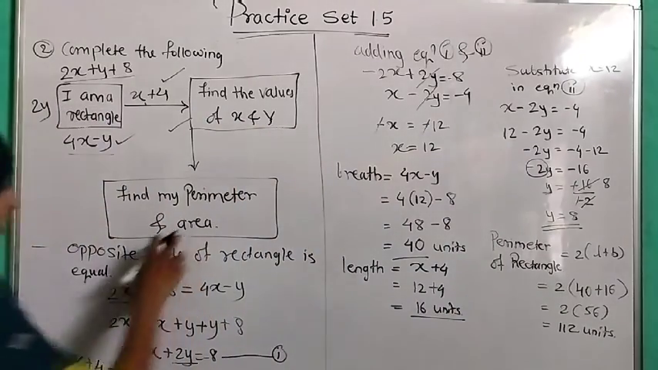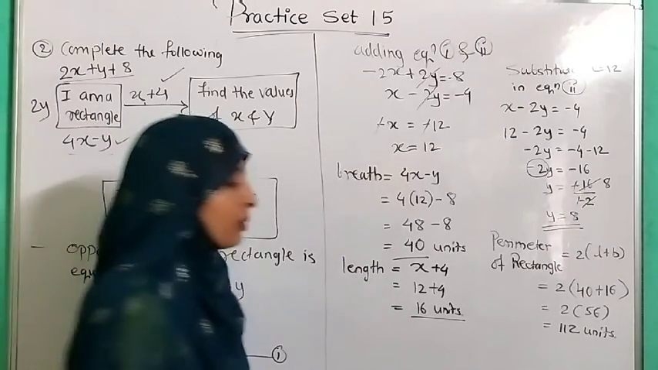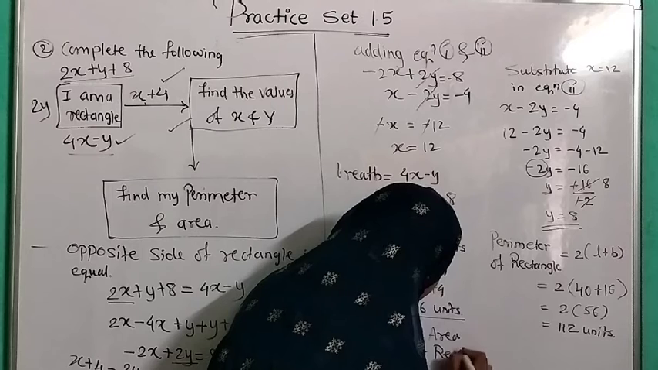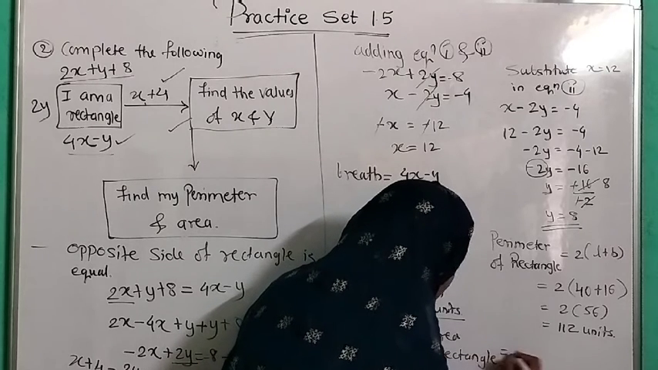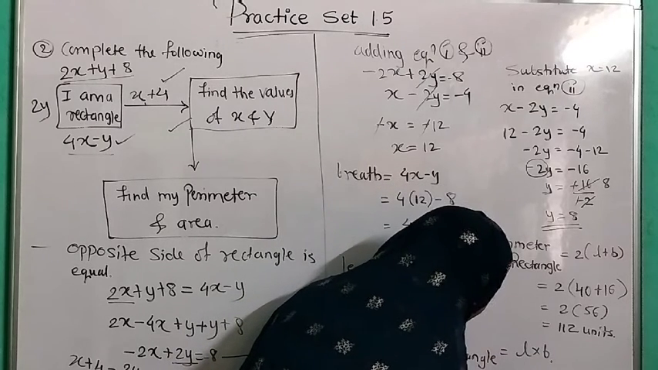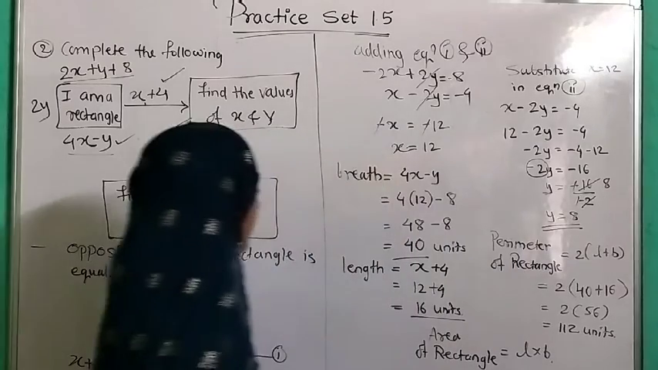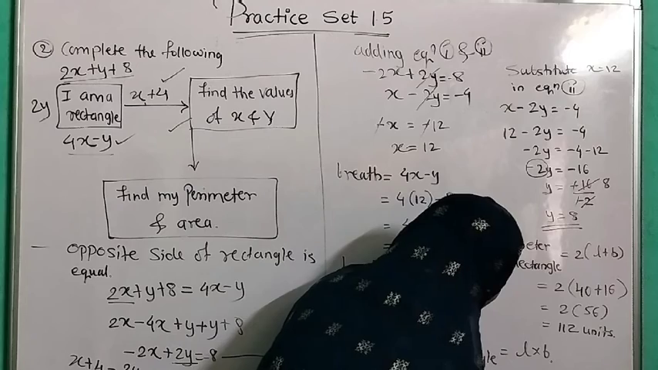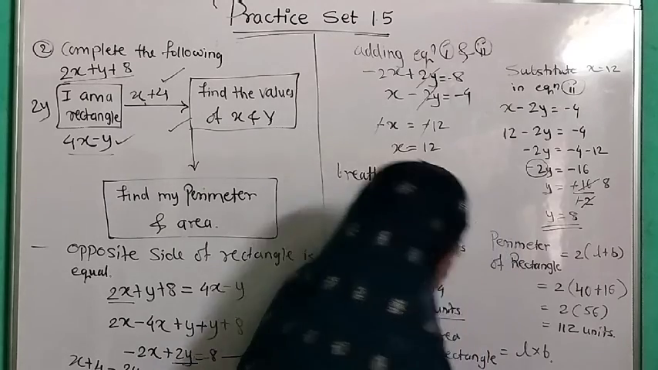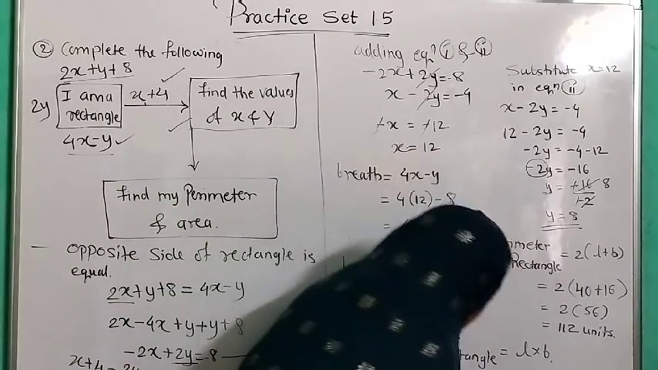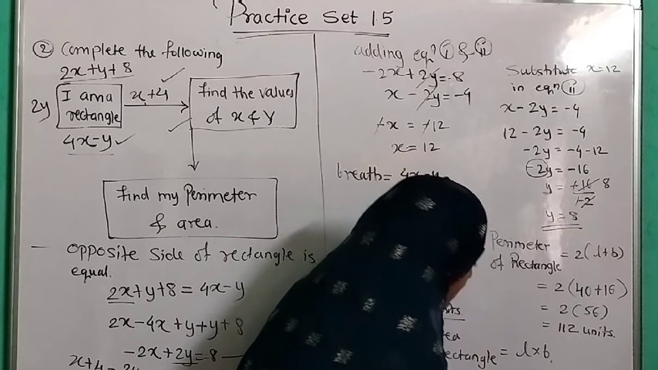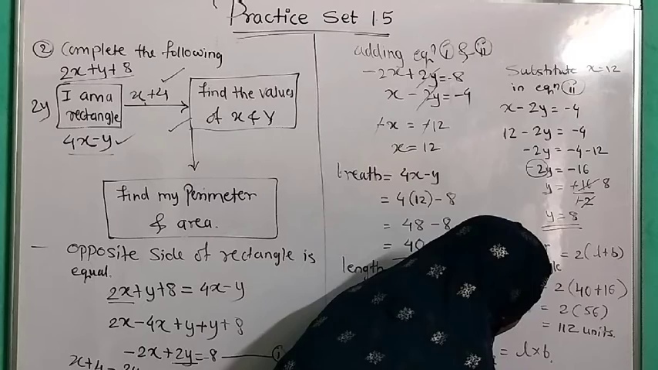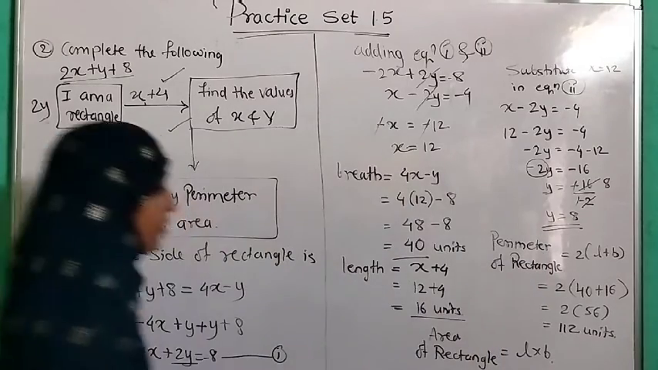Now we are going to find the area. Area is equal to length into breadth. So area of rectangle is equal to length into breadth, and we know breadth is equal to 40 and length is equal to 16. 16 into 40. So 16 into 4, 16 fours are 64 and 0 as it is. So 640 square units, because we are finding the area. So it is a square unit.